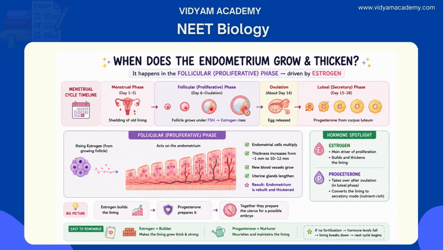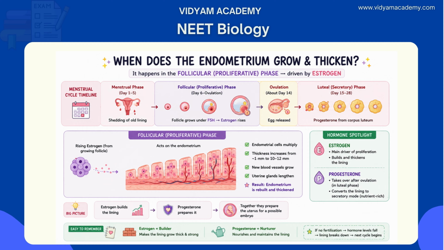After menstruation strips the endometrium bare, the follicular phase begins around day 6. During this phase, the growing ovarian follicle secretes rising amounts of estrogen under FSH stimulation. Estrogen acts directly on the endometrial cells, causing them to proliferate. They multiply. The endometrial thickness increases from about 1 mm to 10 to 12 mm. New blood vessels grow in and uterine glands lengthen. So this is why the phase is also called the proliferative phase. The endometrium is rebuilt and thickened in preparation for a possible embryo.